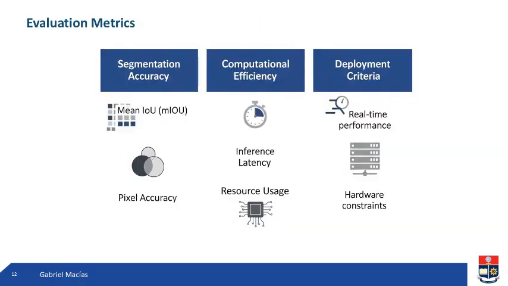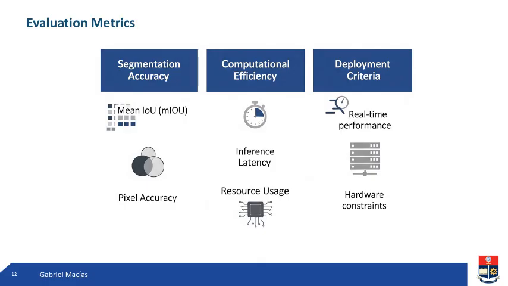To evaluate model performance comprehensively, we used multiple metrics rather than relying on a single indicator. The primary metric is mean intersection over union, or mean IOU. This metric measures the overlap between predicted segmentation masks and ground truth annotations for each class. It is widely used because it balances false positives and false negatives.